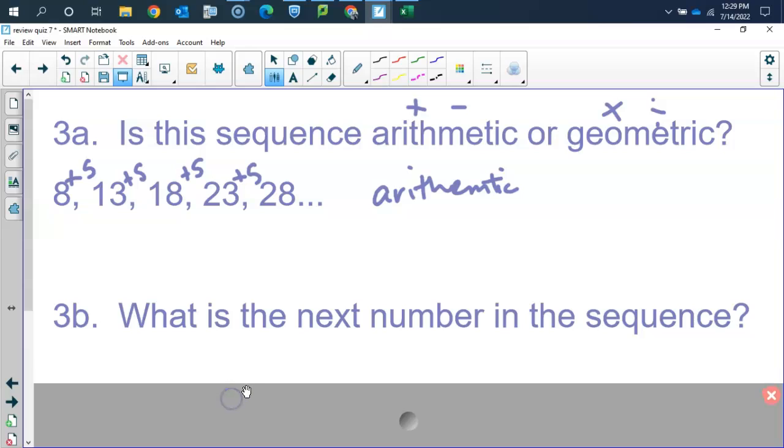Okay. Part B, what is the next number in this sequence? Go. Well, this is pretty easy. Add 5. The next number in the sequence would be 33. And you could keep going on and on.